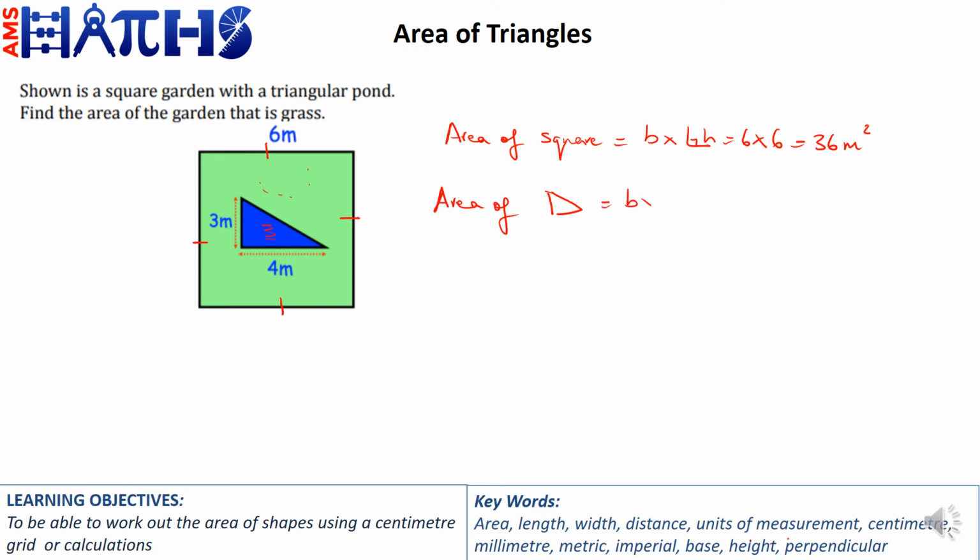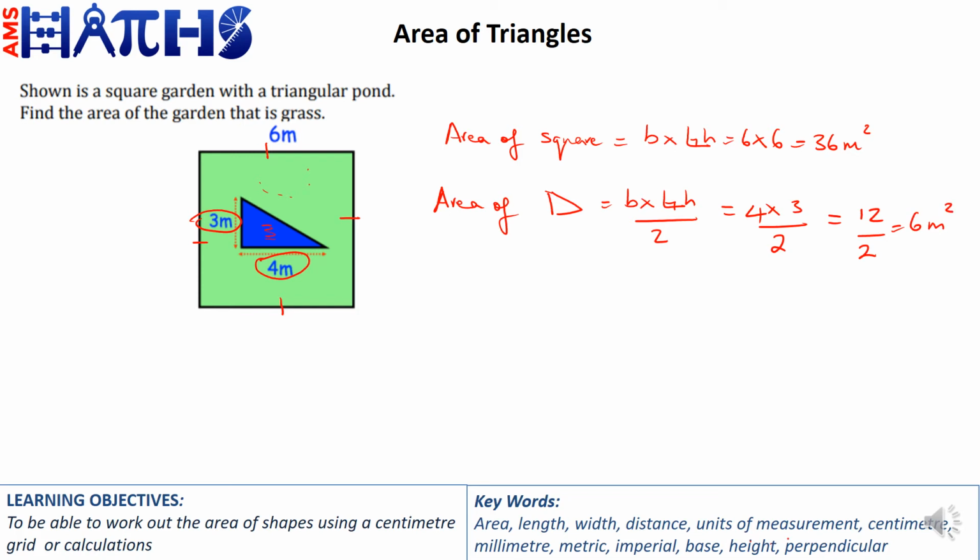and that is base times perpendicular height divided by 2. The base of our pond is 4. The perpendicular height is 3. And then we need to divide that by 2. 4 times 3 gives us 12. And then divide by 2 gives us 6 meters squared.